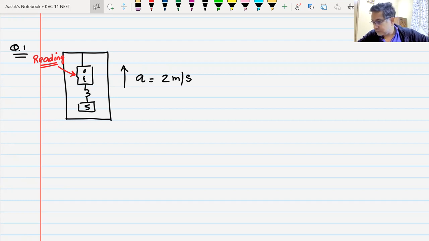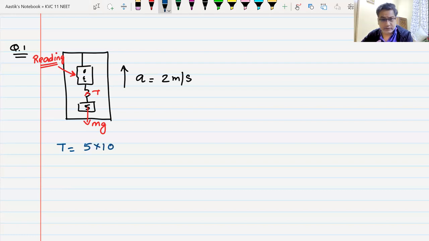T is equal to mg. Okay, so T is the tension here and mg is here. Yes or no? Yes, sir. So you write the equation T, mass is 5, g is 10. You don't get 100, you get 50. Why is your answer 100? You said 100, but the answer is coming as 50. How did you get 100?